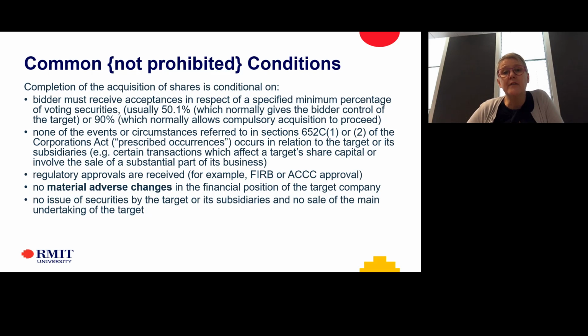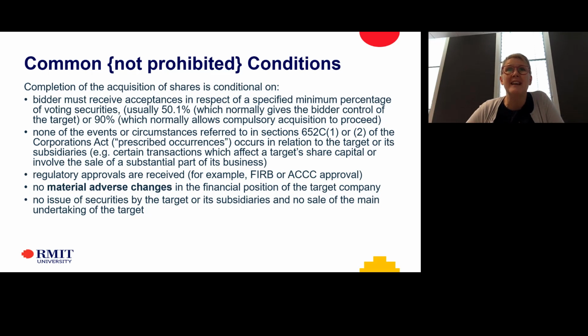A condition that none of the events or circumstances set out in the prescribed occurrences provision, section 652C, occur. That includes things like the company going into receivership, the company selling its main undertaking, significant changes in relation to the management of the operations, or significant changes in relation to the capital structure. If any of those things happen, then the bid will be withdrawn. Another is a condition that regulatory approvals are received.